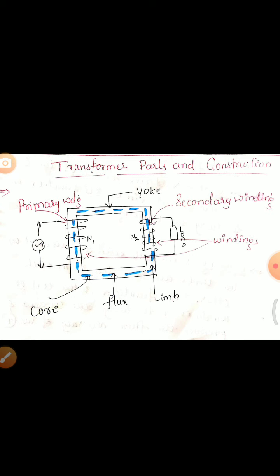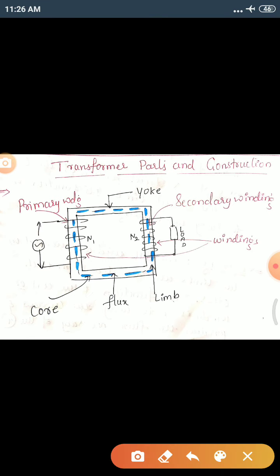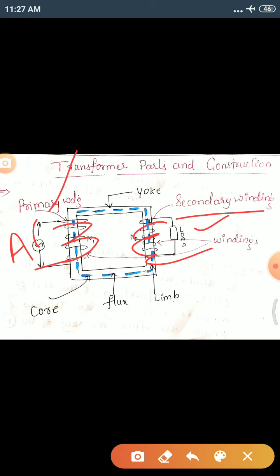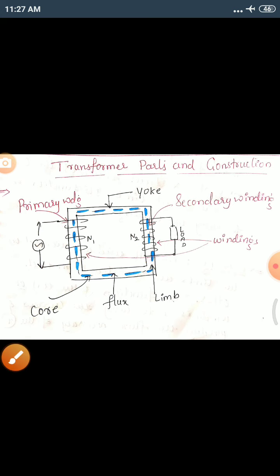So observe, this is the transformer. There are two windings. Any one winding connected to an AC supply is called the primary winding, and the other winding, connected to the load, is called the secondary winding. Let's see the parts of this. What are the parts we have?